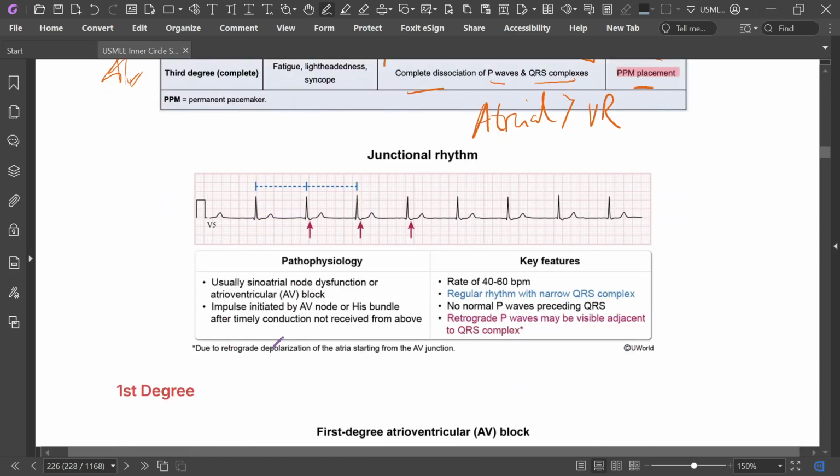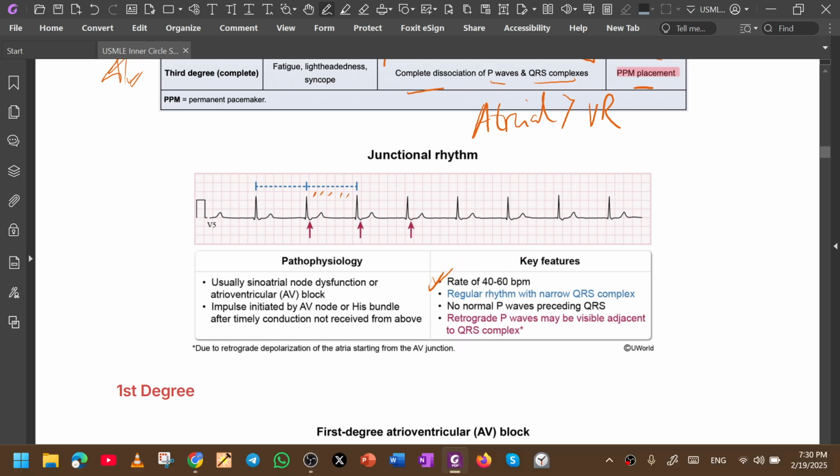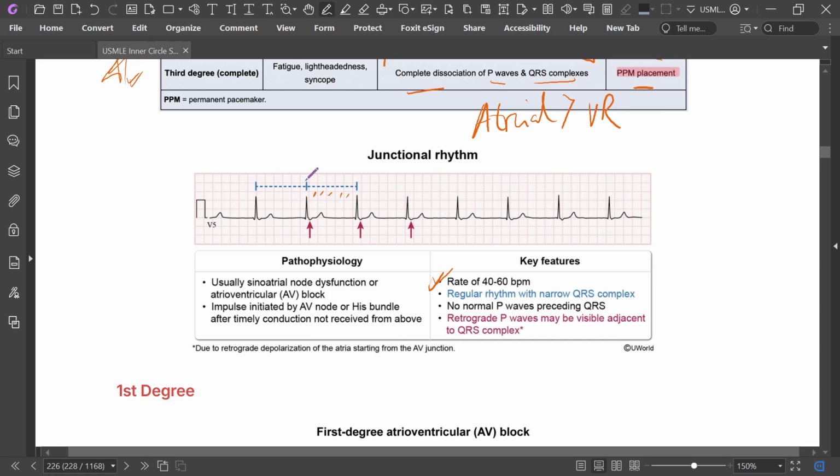Okay, this is junctional rhythm. We know the heart rate calculation: 300, 150, 100, 75, 60, then near about 50. So our junctional rhythm rate is 40 to 60 beats per minute. Look at the RR interval: the rhythm is regular with a narrow QRS complex.